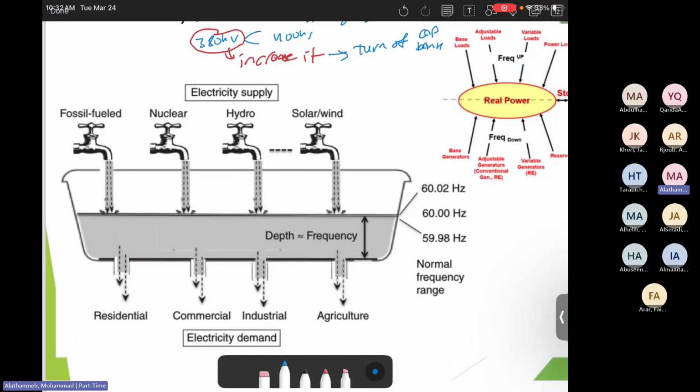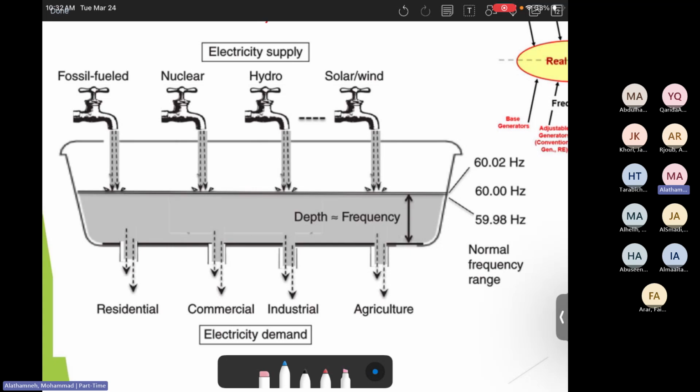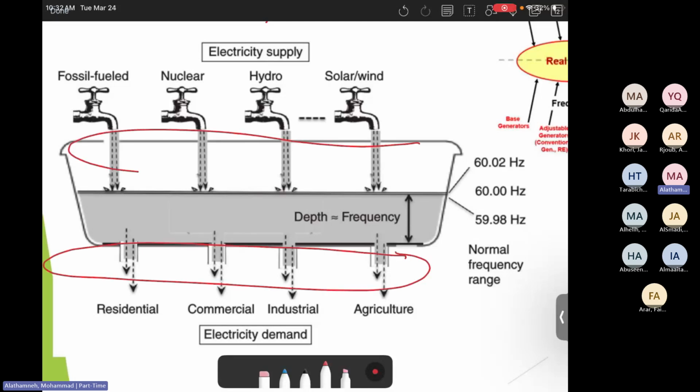Now, the next thing is, imagine the electrical supply based on the real power. Assume there is a water tank and the depth is the frequency. So here, for example, the depth is 60 hertz, or you can assume it is, for example, 60 centimeters. The electricity supply is these water faucets. And the other thing, those are the customers, where the water goes to the agriculture, industrial, commercial, residential. Then our target to maintain a constant depth is to make sure the water flow here equals the water flow here. Then we will maintain the water depth.